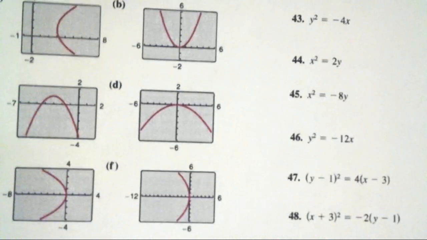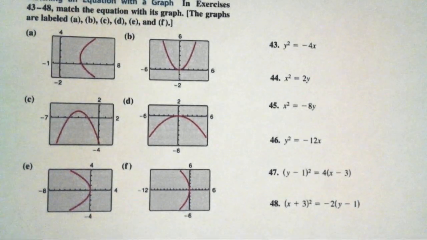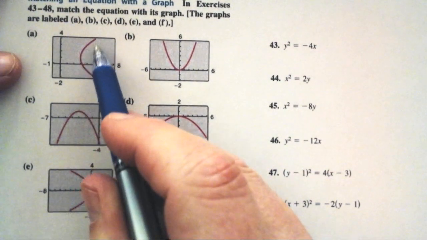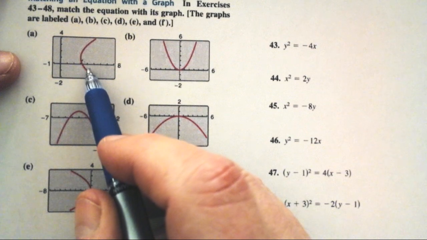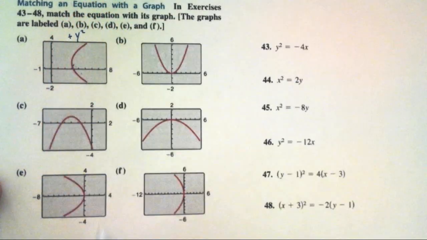All right, matching. This is a nice section, except there's a couple problems in it, I think, at this stage right now. It'll make for good conversation. But if you take a look at these parabolas, this is a y-squared parabola, and I would refer to it as positive because it opens in a positive direction. So this is a positive y-squared.